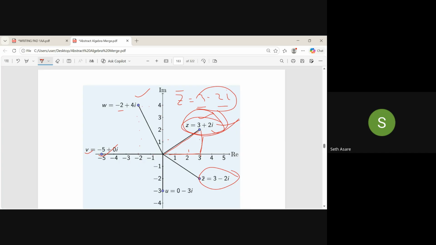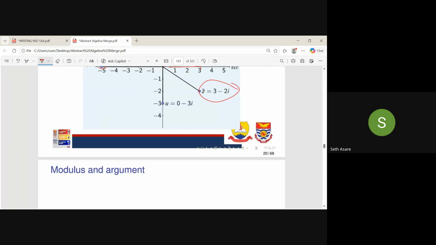A reflection in the x-axis, using the x-axis as a mirror. That is it. So this is what we are calling the Argand diagram, plotting them there.